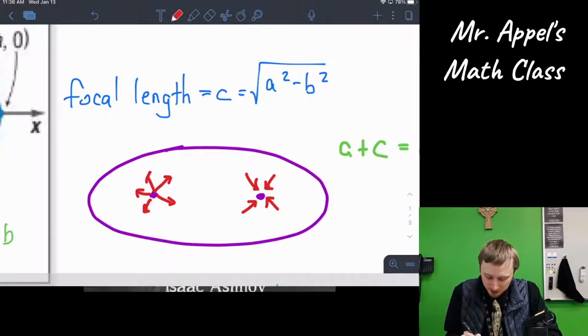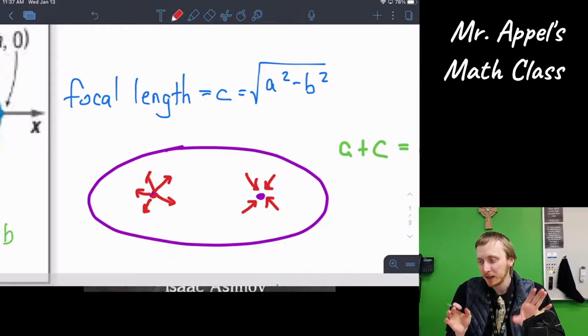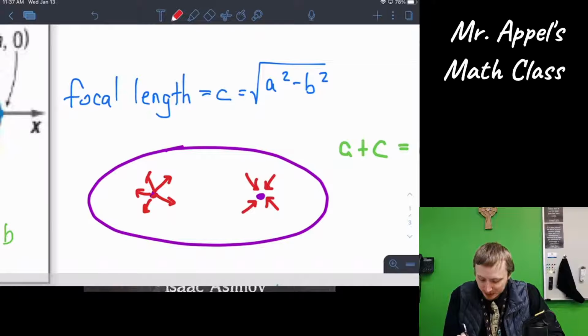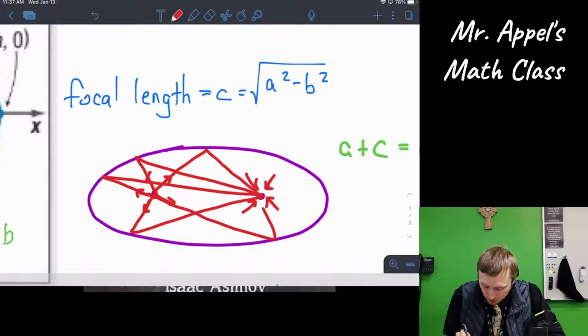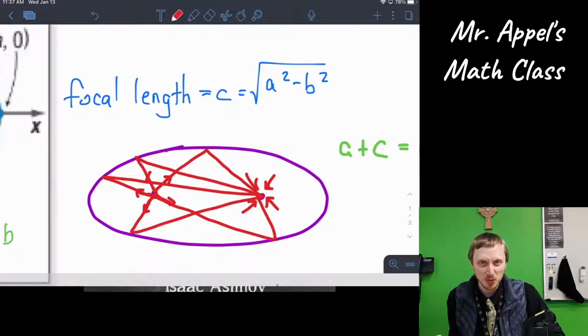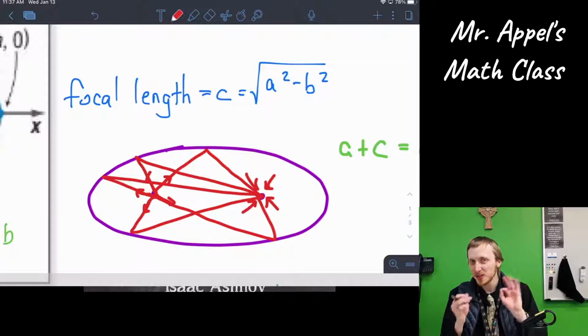And the practical effect is if you stand right here and whisper very softly, somebody standing at the other one can hear you because your voice will bounce out in every direction, but it will always end up back at the other focus. Isn't that so cool? That's so weird. And so you can talk very softly.